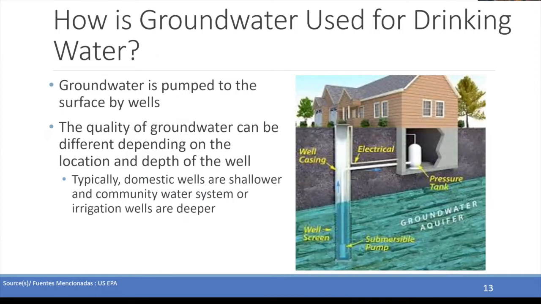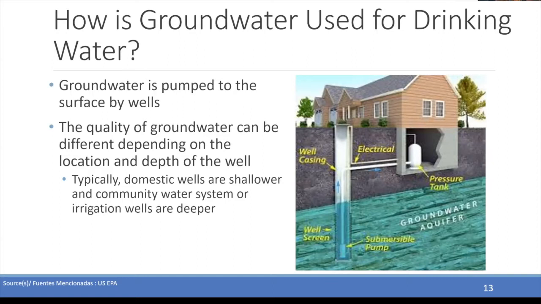Groundwater is pumped to the surface for our use using wells. The quality of groundwater can be different depending on the location and depth of the well. So typically domestic wells are drilled shallower than community wells or ag wells, which are typically drilled deeper. In this graphic is an illustration of how a well is constructed.